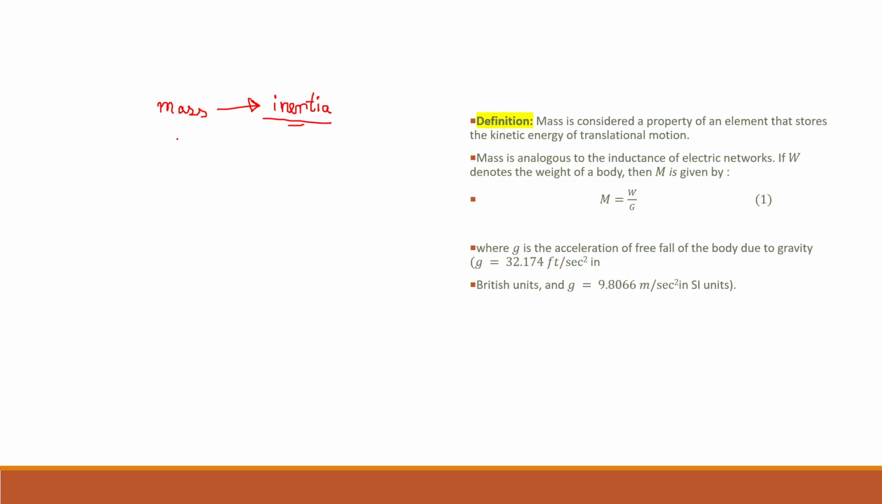Now we come to the analogous representation. What can mass be modeled as? Which component shows inertia in electric circuits? It is none other than the inductance.